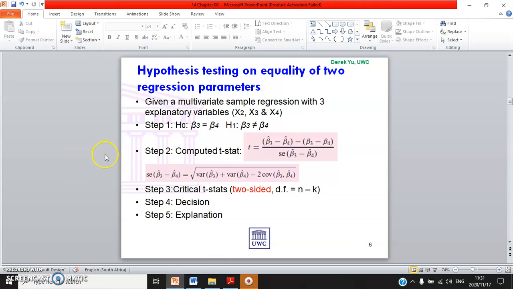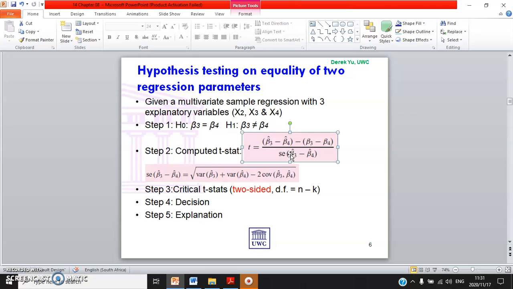Okay, t-test on equality of two slope parameters. So this is the equation. Let's say I want to know if B3 equals B4. So this is the null hypothesis. The alternative hypothesis would be B3 is not equal to B4, so it implies it must be done as a two-sided test.